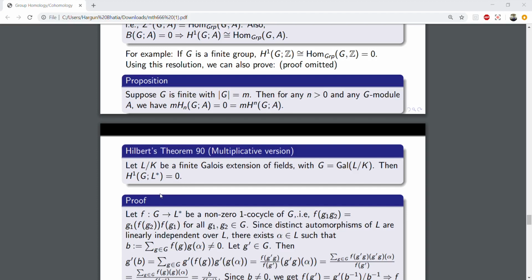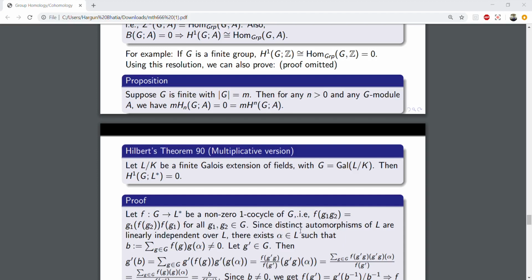What I have to show is that any non-zero one cocycle is a one coboundary. Suppose f is a non-zero one cocycle of G, a map from G to L star. I have to show it's a one coboundary, then I'm through. If it's a one cocycle, that means f of g1 g2 is, in multiplicative notation, g1 of f of g2 times f of g1.